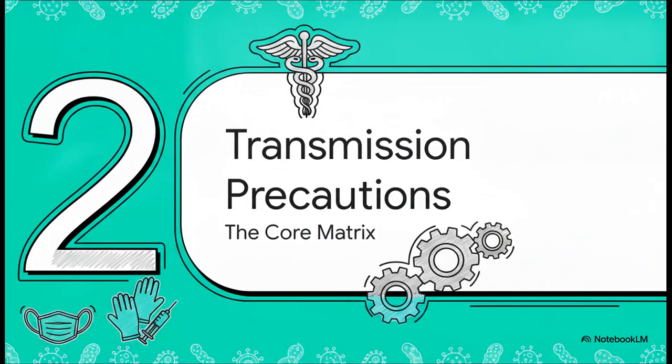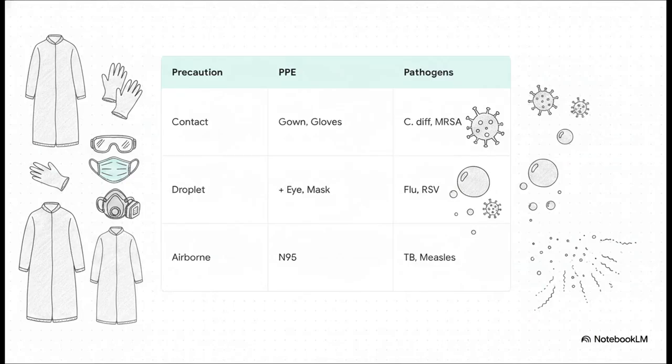Moving on to Section 2, Transmission Precautions Masterclass, the Core Matrix. All right, it's time to build your mental scaffolding. You need to know these 3 major buckets totally cold. Let's walk through how this builds up. First up, contact precautions. For this, you just need a gown and gloves. Think pathogens like C. diff, MRSA, and VRE. Next, we step it up to droplet precautions. Here, we build on our PPE by adding eye protection and a mask. This is going to cover your heavy respiratory droplets, stuff like influenza, RSV, and pertussis.